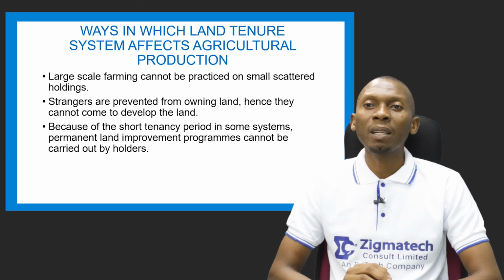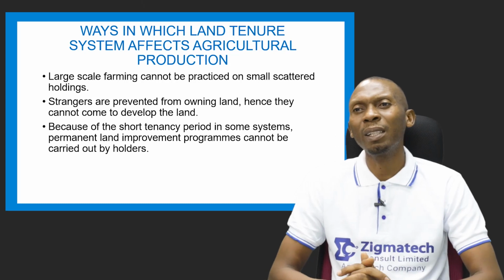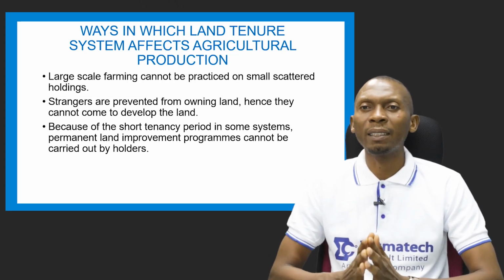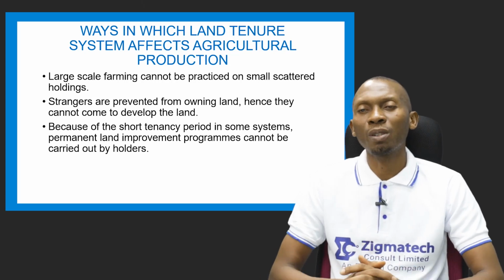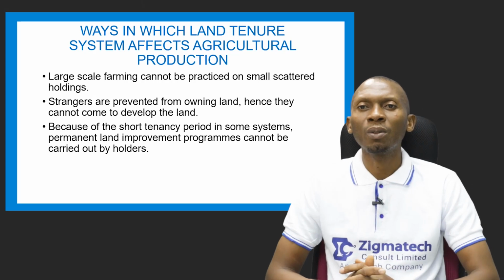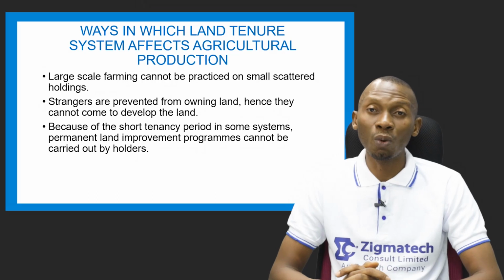Then large-scale farming cannot be practiced on small scattered holdings, especially under the land tenure by inheritance, where the farmland is broken down into various portions for the various offspring of the farmer. So large-scale farming cannot be practiced on small scattered holdings.